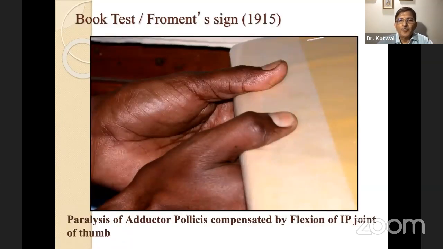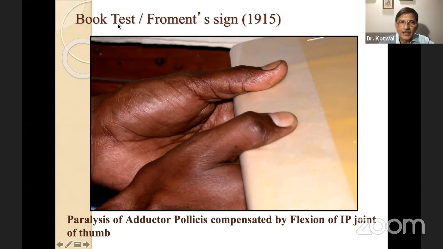Then this is a very common test. You all know this. You ask the patient to hold a book and you try to snatch it away from him. This is how he will hold it on the normal side, but on the affected side, he will try to hold it by flexing the IP joint of the thumb. This is because there is paralysis of the adductor pollicis here, and therefore he is employing the flexor pollicis longus to hold the book.